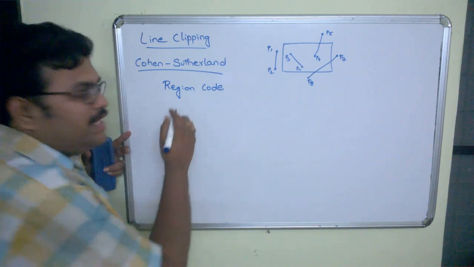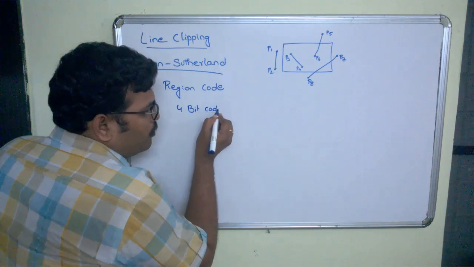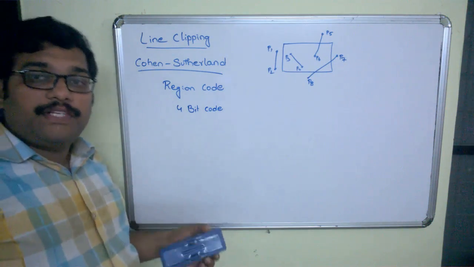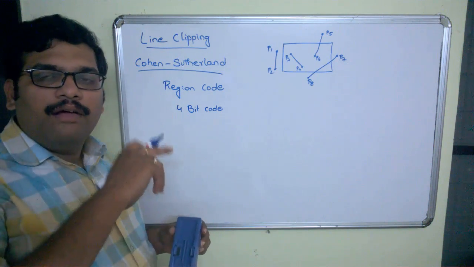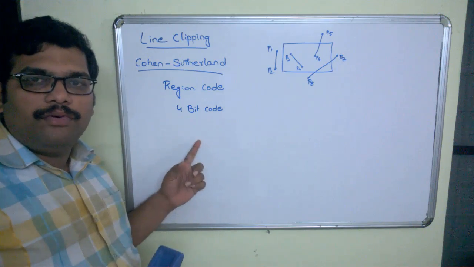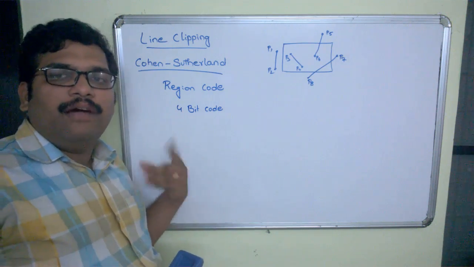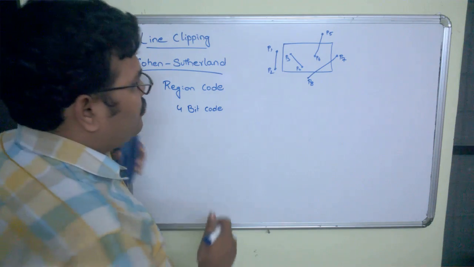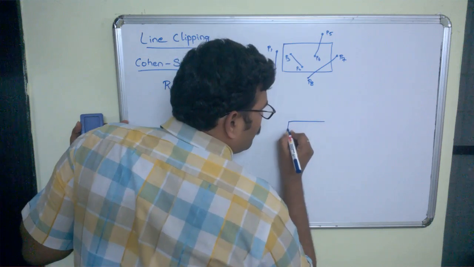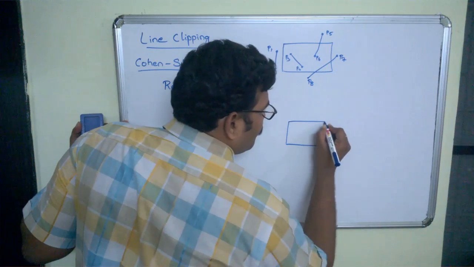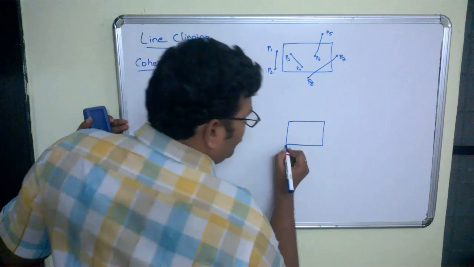The region code is a 4-bit code. So first we have to define a window and identify all the neighbors of the window, and for all the neighbors of the window we need to define this 4-bit code, and then we have to apply the clipping. So consider a window, and identify the neighbors.